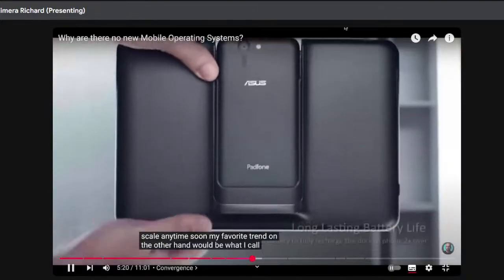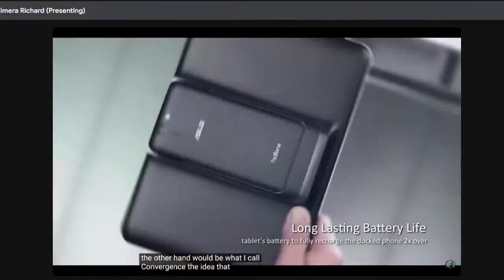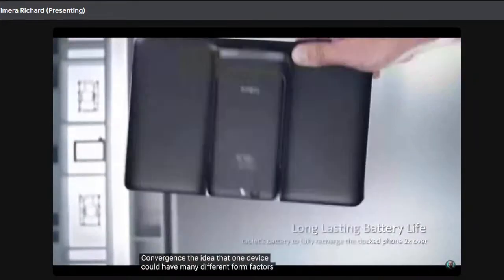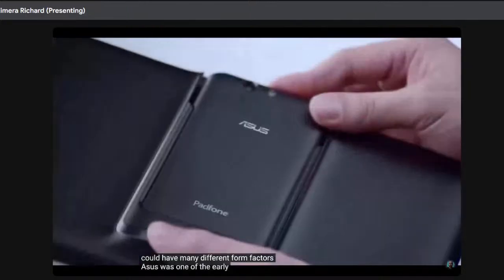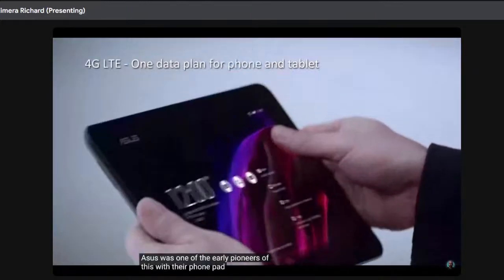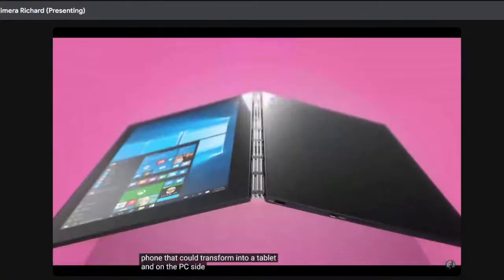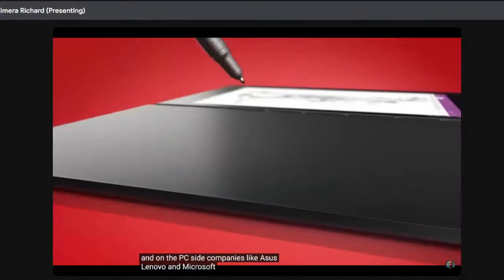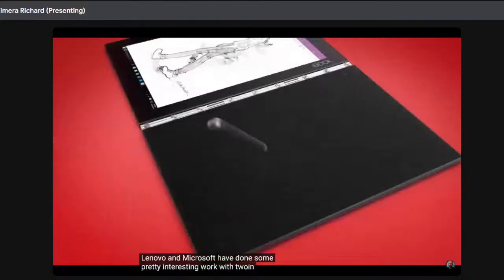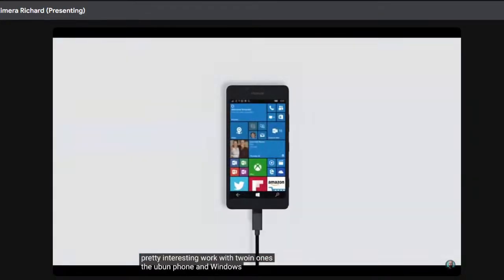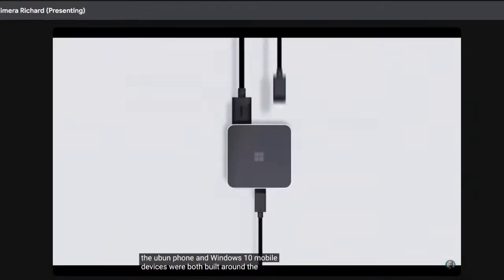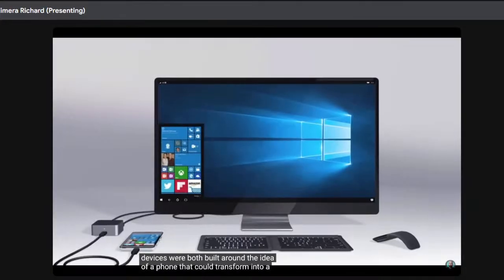My favorite trend, on the other hand, would be what I call convergence, the idea that one device could have many different form factors. Asus was one of the early pioneers of this with their PadFone, which was a phone that could transform into a tablet. And on the PC side, companies like Asus, Lenovo, and Microsoft have done some pretty interesting work with two-in-ones. The Ubuntu phone and Windows 10 Mobile devices were both built around the idea of a phone that could transform into a PC when needed.